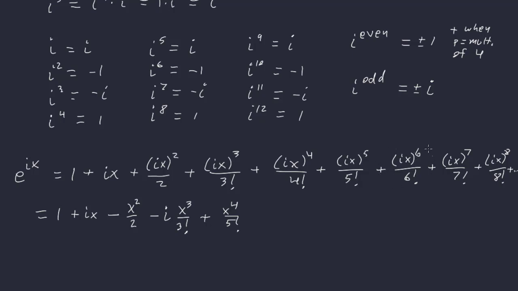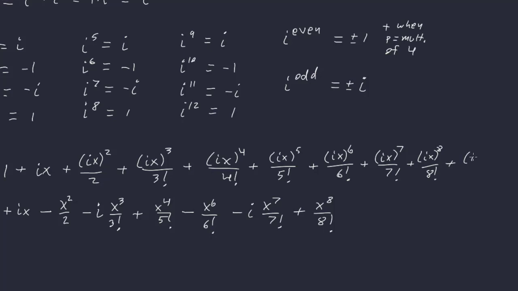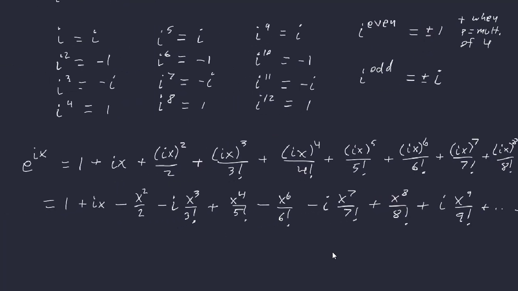Okay, then i to the sixth, well, i to the sixth is negative 1, so this will be negative x to the sixth over 6 factorial. All right, then i to the 7 is negative i, so it won't be plus, but it'll be minus i x to the 7 over 7 factorial, then 8, we get back to 1 again. Okay, and let me go one step further, because if I had the 9, it'd be ix to the 9 over 9 factorial, and i to the 9th is i, so I have ix to the 9th over 9 factorial, since I have the room for it.